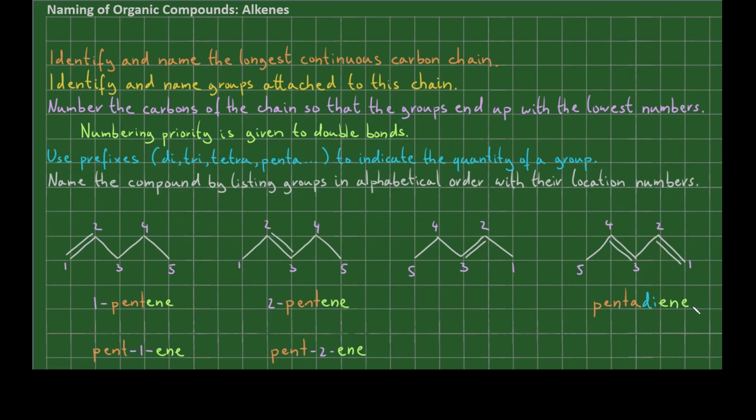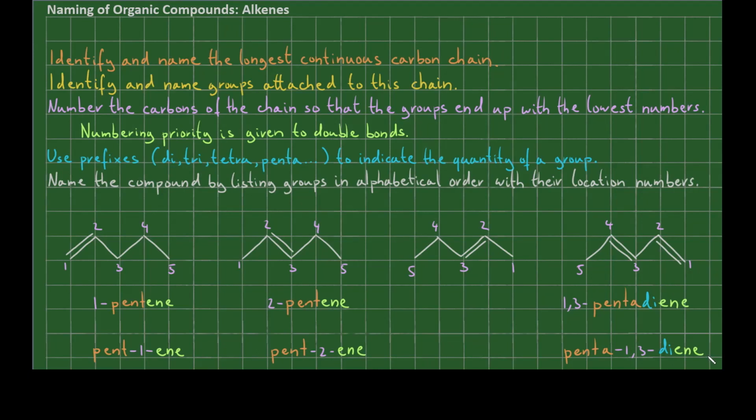To make everything nice and neat, I also need to indicate the location of the double bonds, and they start at carbon 1 and 3. This becomes 1,3-pentadiene. The alternative name for this compound is penta-1,3-diene. The fun does not stop here.